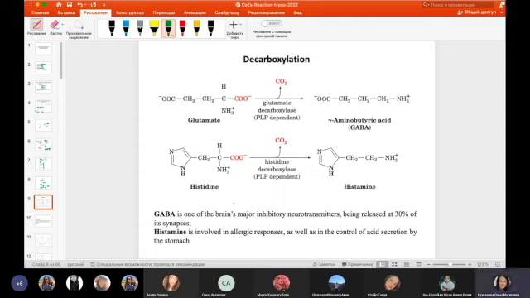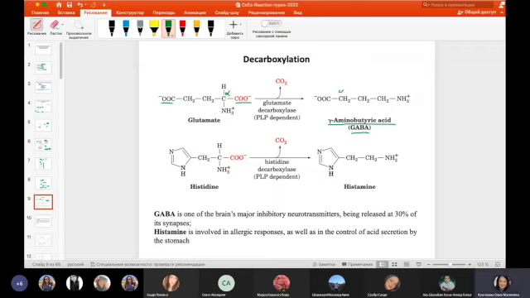Decarboxylation of glutamic acid is decarboxylation of the alpha carboxyl group. I want to remind you, glutamic acid has two carboxyl groups. One is alpha because it is linked with the alpha carbon. Another one is the gamma carboxyl group. The alpha carboxyl group of glutamic acid is eliminated in the form of CO2, forming GABA. GABA is an abbreviation. The full name of this compound is gamma amino butyric acid.